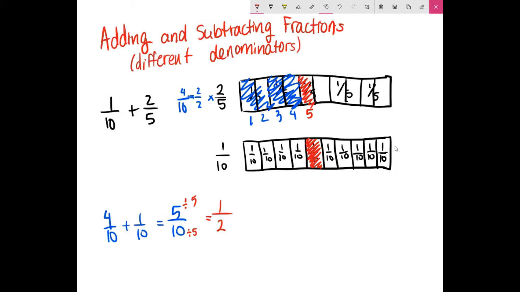Okay, so our new fraction, 5/10, is actually 1/2. 5 is half of 10. We have 5 strips, 5 pieces shaded out of the 10 strips. Half of the strip is shaded.